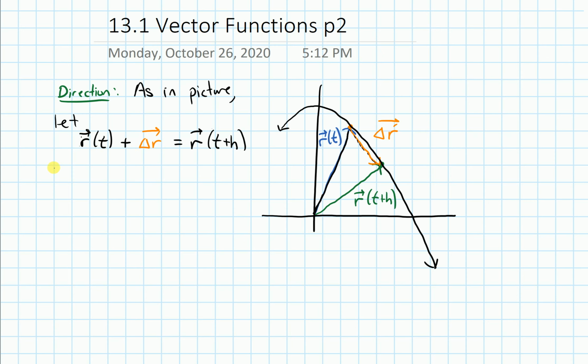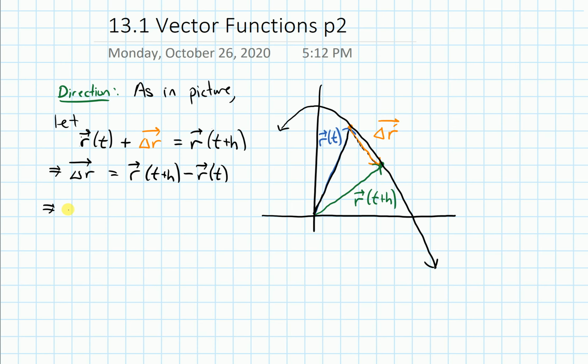Now let's isolate for delta r. So delta r will be equal to r of t plus h minus r of t. The reason I'm isolating delta r is that what we end up with on the right-hand side is starting to look like the definition of the derivative. It's just missing the h in the denominator, and it's missing a limit. So let's start to put those things in.